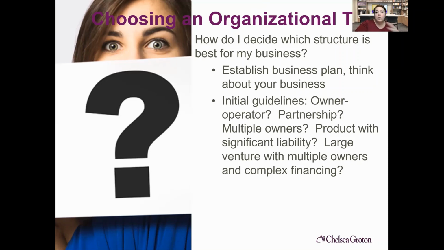Like, how do I want to look at that? A large venture with multiple owners and complex financing. You obviously wouldn't be a sole proprietor in that case. Complex financing might mean you want to be a partnership or an LLP, a limited liability partnership. What is that financing going to look like?